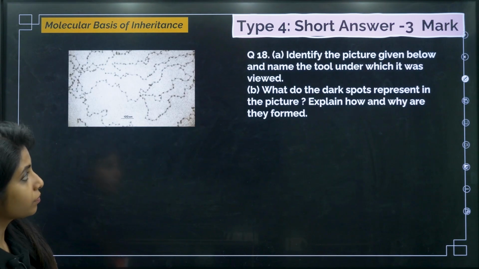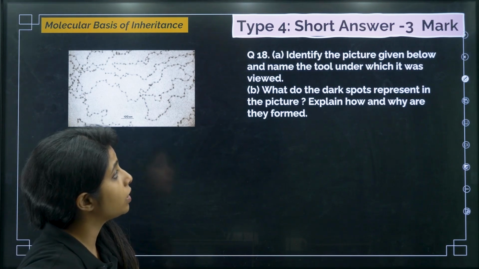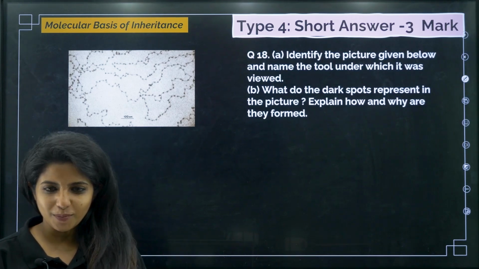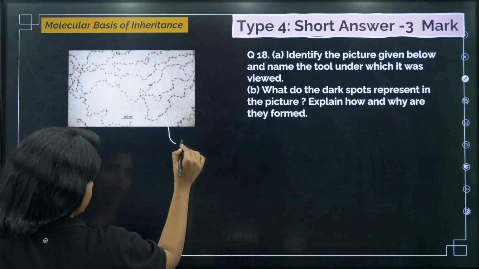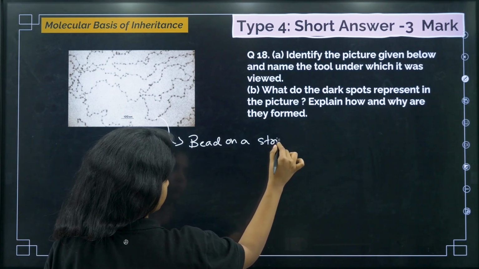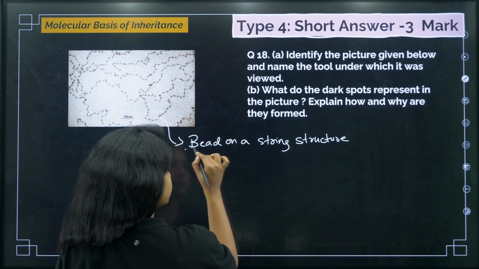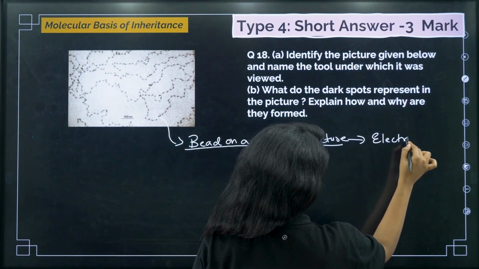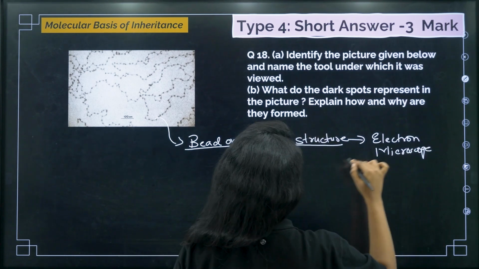Now, this is the 18th question. Identify the picture given below and the name of the tool under which it was viewed. What do you see here? What do you think this is? Some sort of worm? Well, this is a bead on a string structure. And this was seen under an electron microscope. The device being used is the electron microscope.